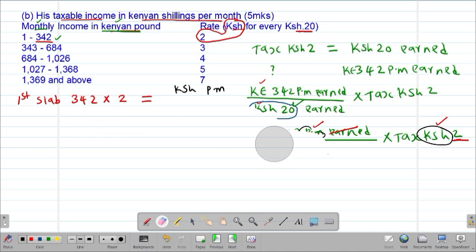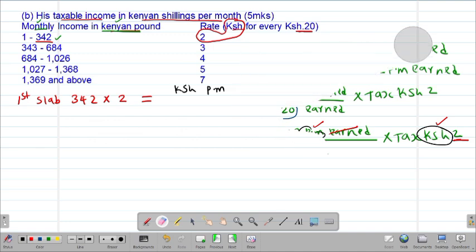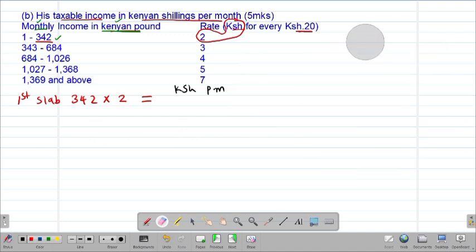So from there, we need to move to our second slab. But before that, 342 multiplied by 2, your calculator is going to give you 684 Kenya shillings per month. We move to the second slab.